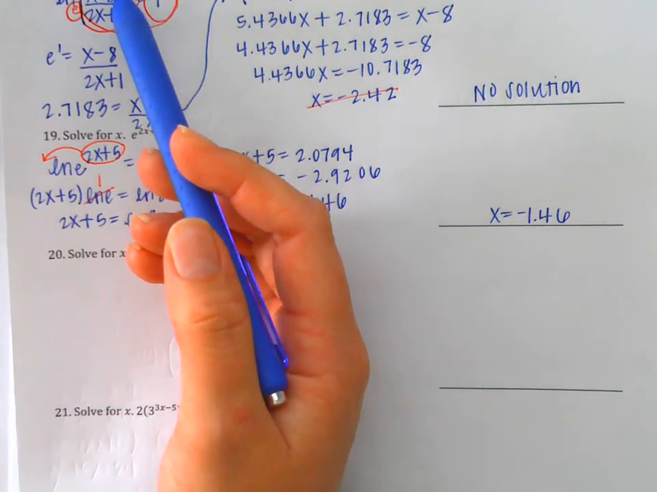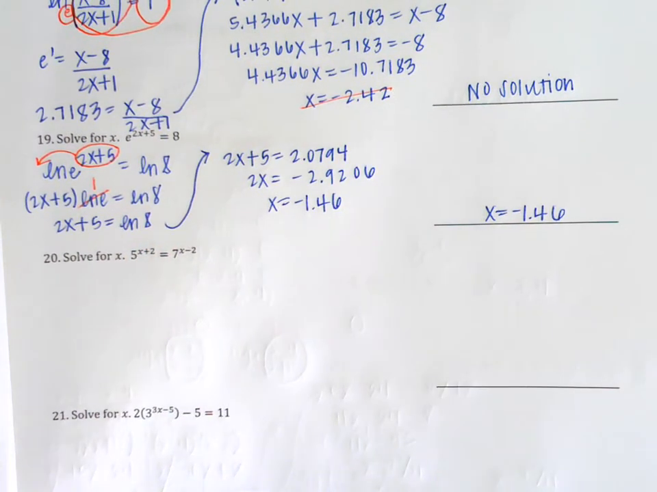Unlike 18, 17, 16, and 15, the variable was within the argument.